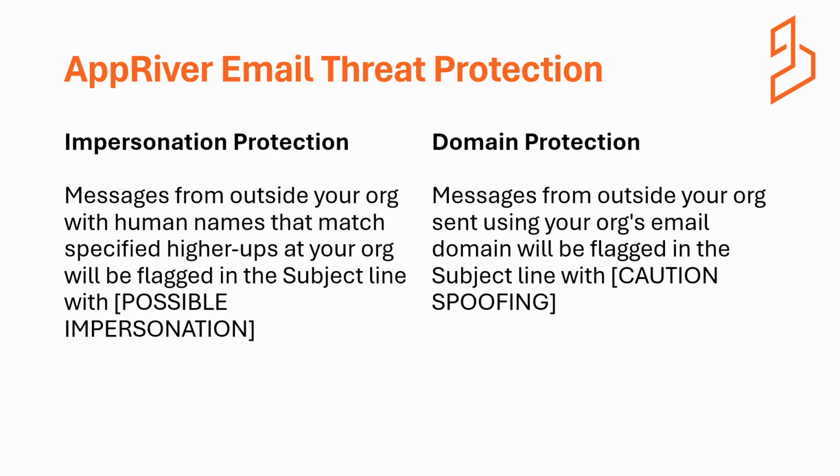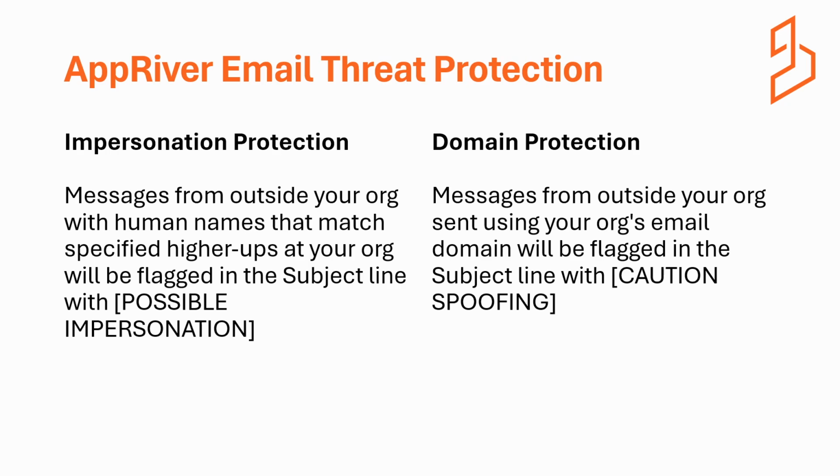This is typically applied to higher ups because in a lot of scam scenarios, we'll see that someone pretends to be the CEO or the owner of the company, and they send an email out to, let's say, the accounting department that displays their name, asking for them to send $500 gift cards. Possible impersonation protects from things like that because when the accounting department gets the email, the subject line will be flagged in all caps with possible impersonation, reminding that person to double check who it's actually coming from.